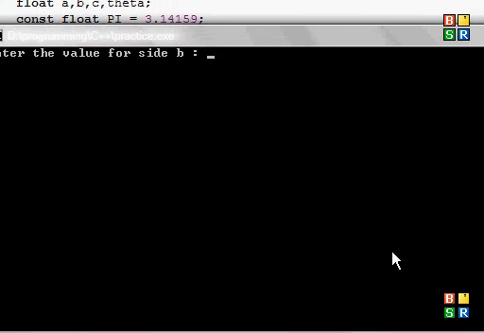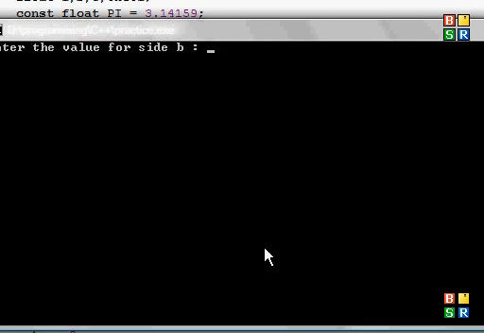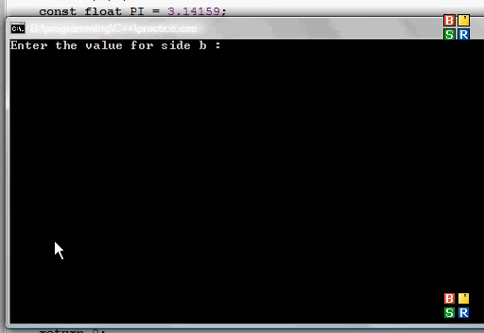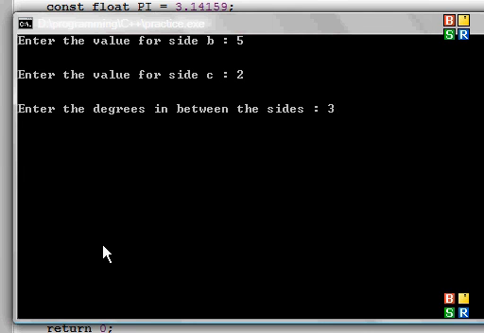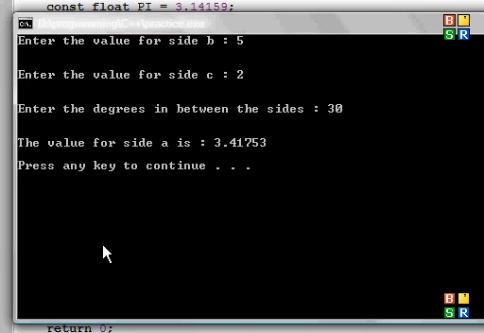Okay, let's move this down. Enter the value for side B. I actually didn't think of this ahead of time, so I'm just gonna guess and hope for the best. Enter the value for side C is 2, and we'll say 30 degrees.